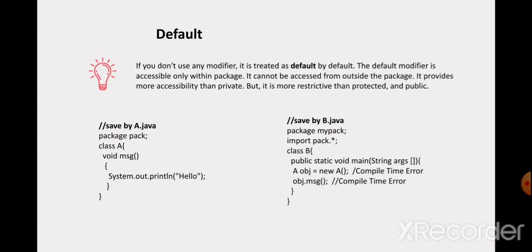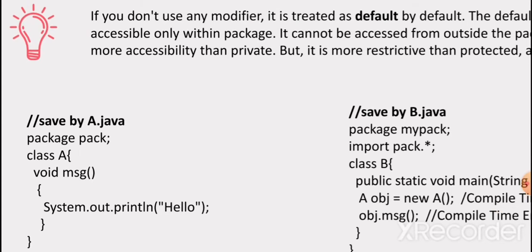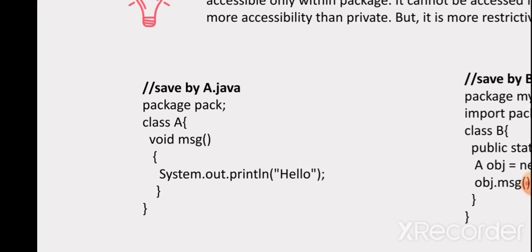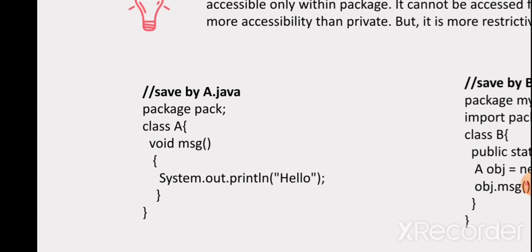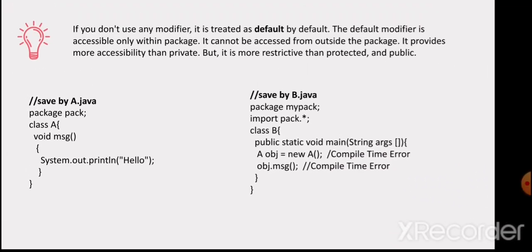Okay, so next is default. When we don't use any modifier, the compiler understands that it is the default modifier. Here you see in the A.java example, we have a class A and a method msg. Before that method I didn't use any access modifier. So I think you understand it's default, for that reason I didn't use anything here.